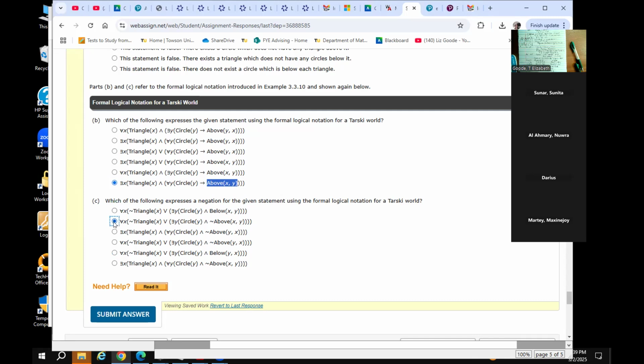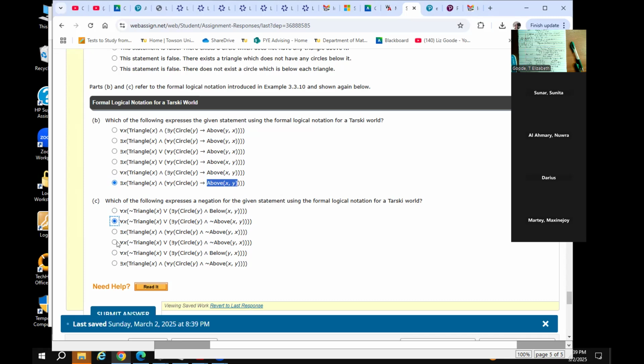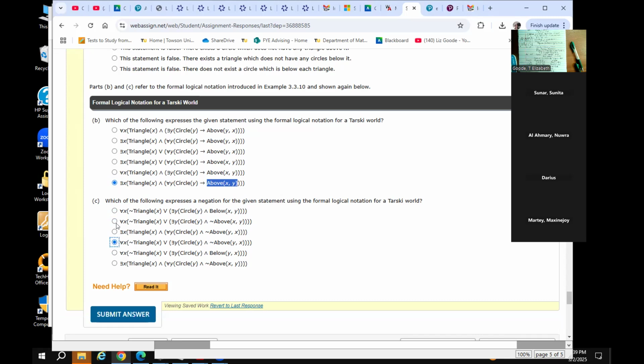It's either this one, for all X, not triangle X, or there exists a Y that is a circle and X is not above Y, or this one. The parentheses are the same. It's down to whether we want X to be above Y or Y to be above X. I think it's the top one. We want X to be above Y. Yep, it sure is.